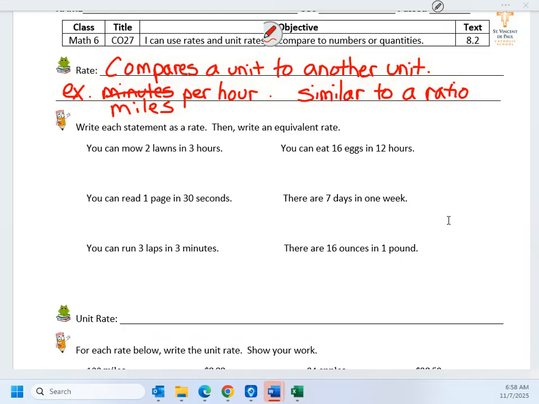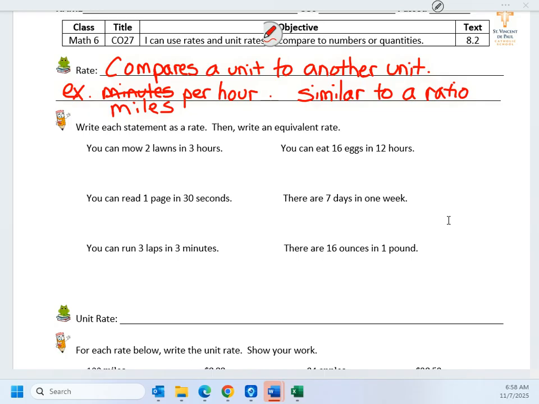So we're going to write each statement as a rate. Then we're going to write an equivalent rate. Knowing what we know about equivalent fractions, equivalent ratios, we're going to do the same thing with an equivalent rate. Whatever you do to one side, you do to the other.